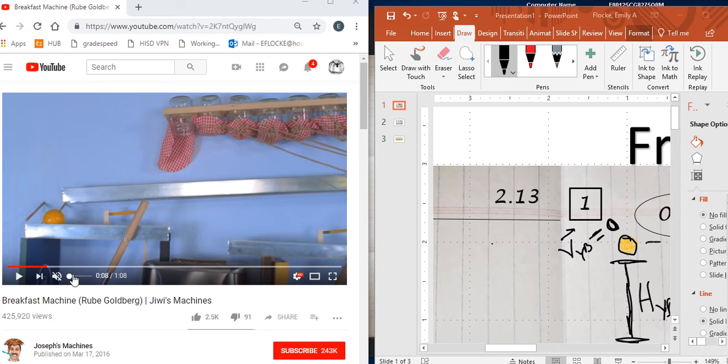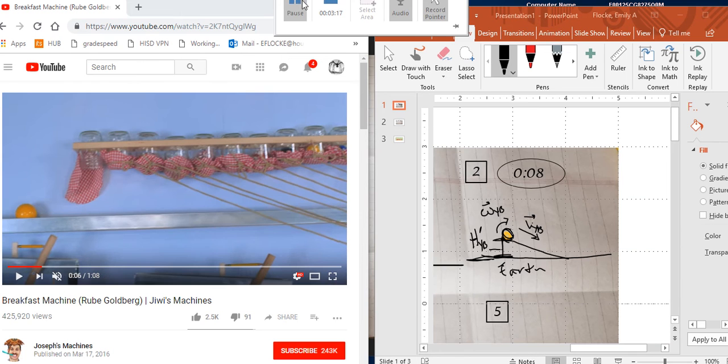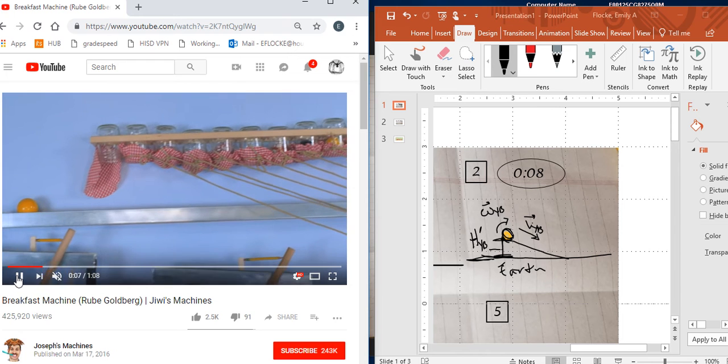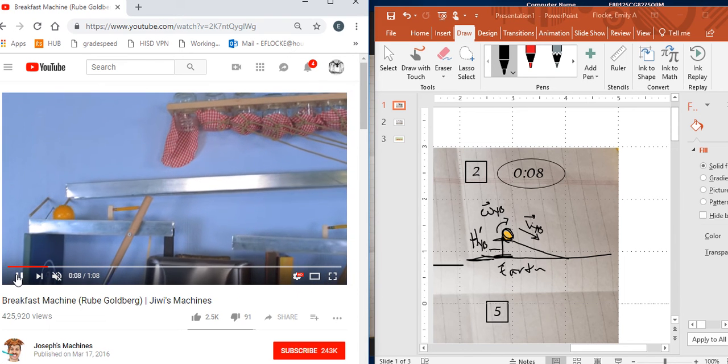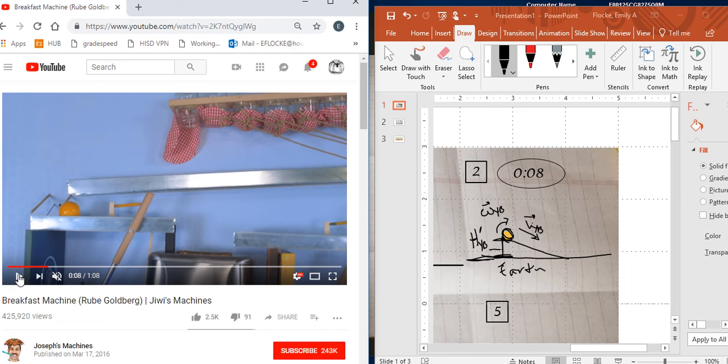I'm just going to start looking at it at 8 seconds right here. This is where we start looking at it. Again, we're going to watch this on the frictionless ramp, starting at 8 seconds. Let's slow down. Right there, let's watch what it's doing.